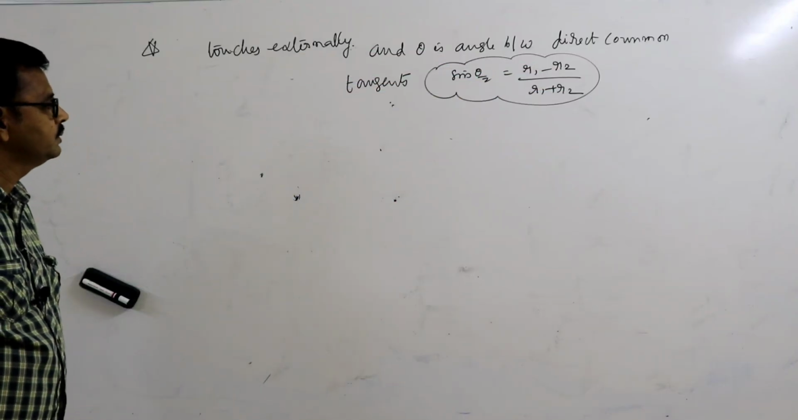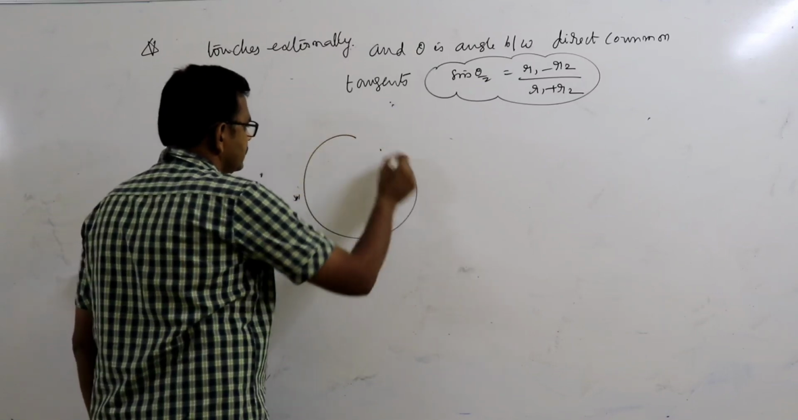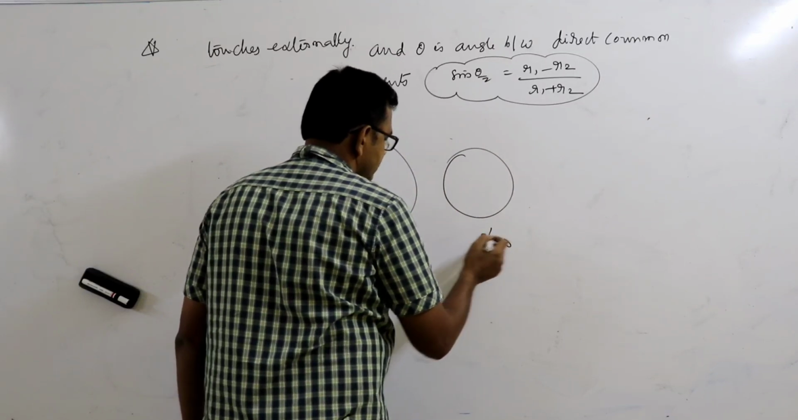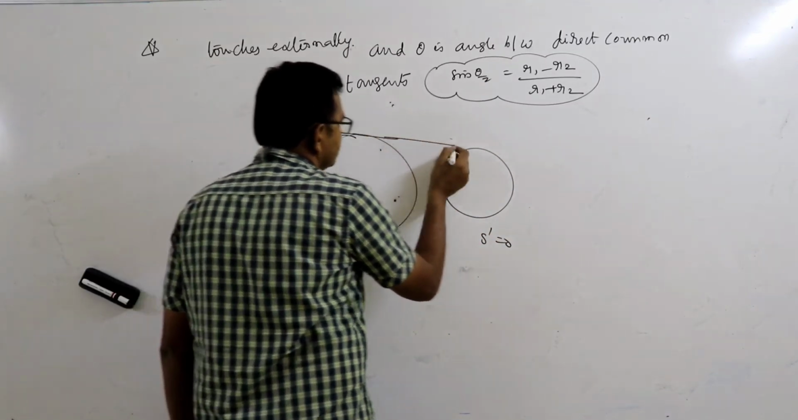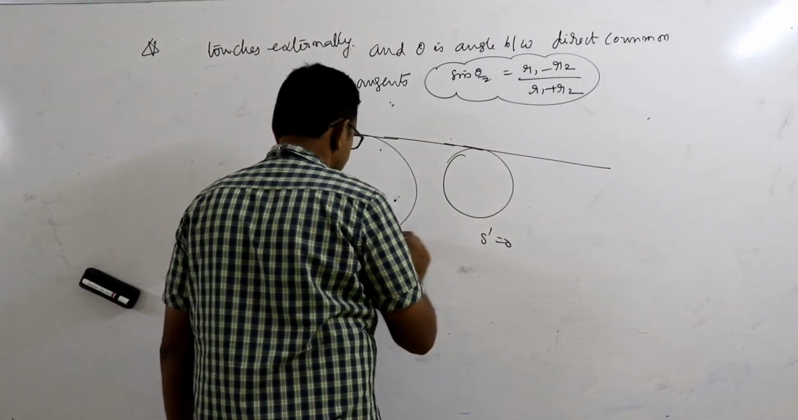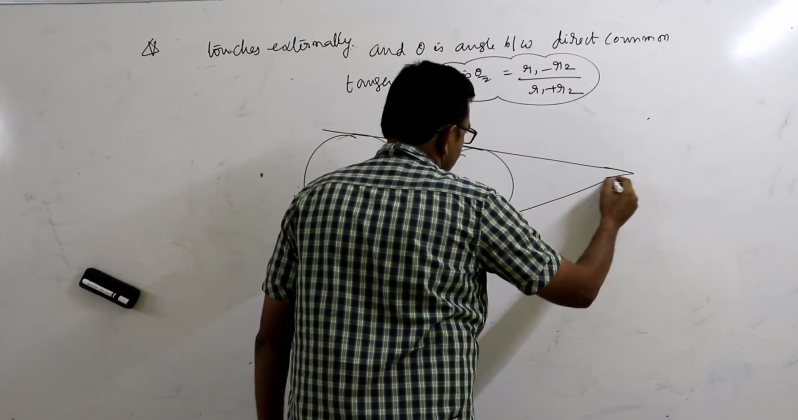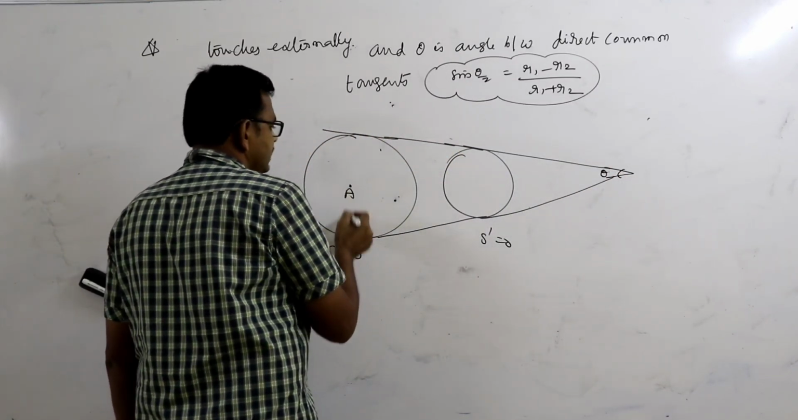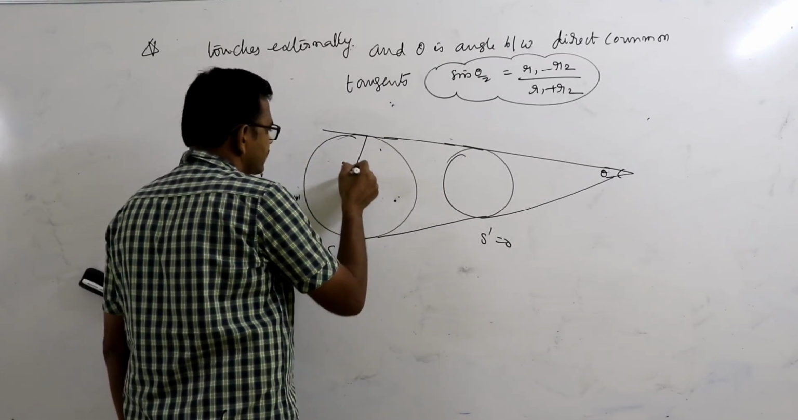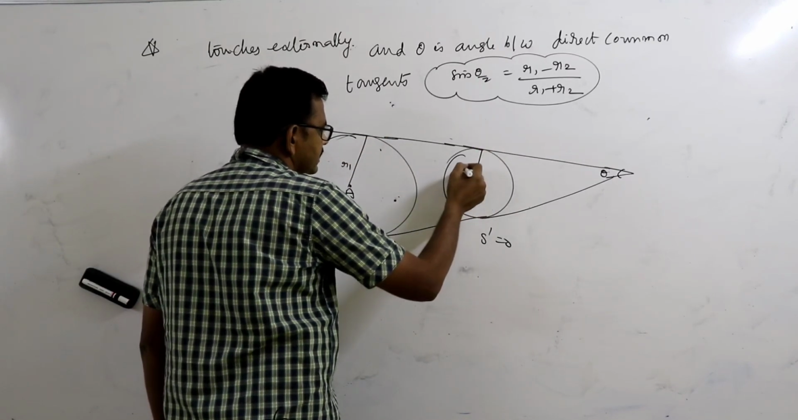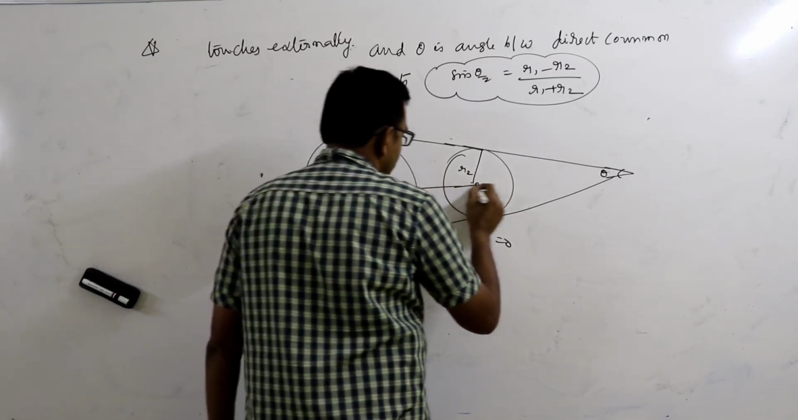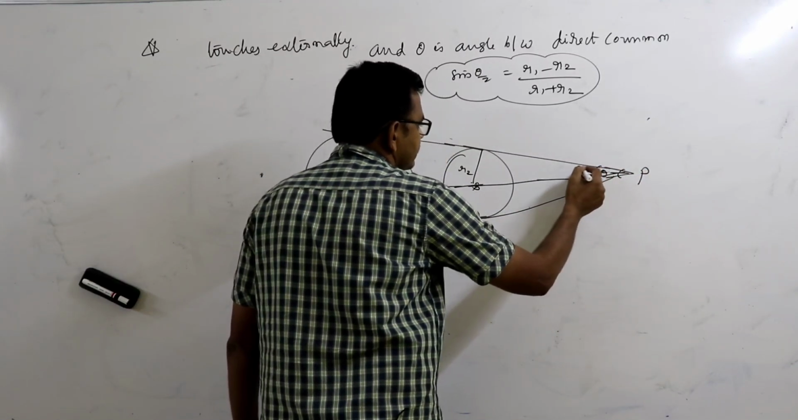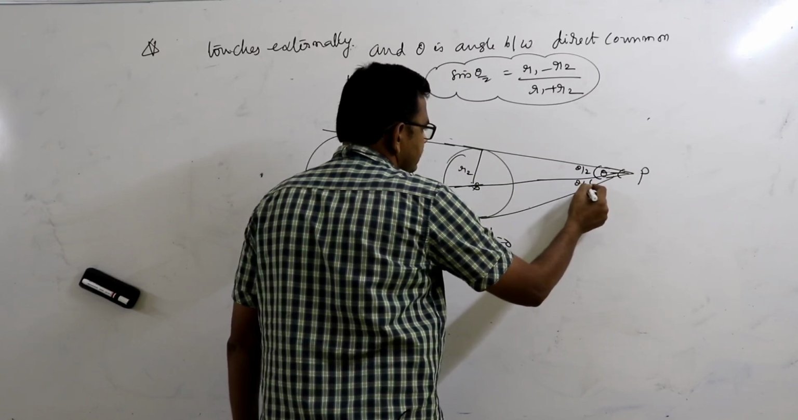Radii of the given two circles. So this is circle S equal to 0 and this is the circle S dash equal to 0. So angle between these two is theta. Suppose A is the center of circle, radius is r1, and B is the center of circle, radius is r2, and this point call it P. So this angle is theta by 2, theta by 2, and this is theta by 2.